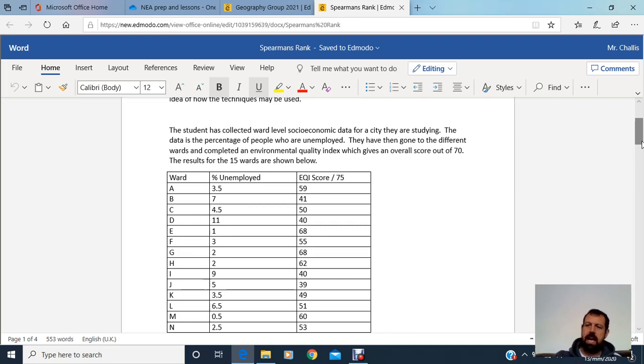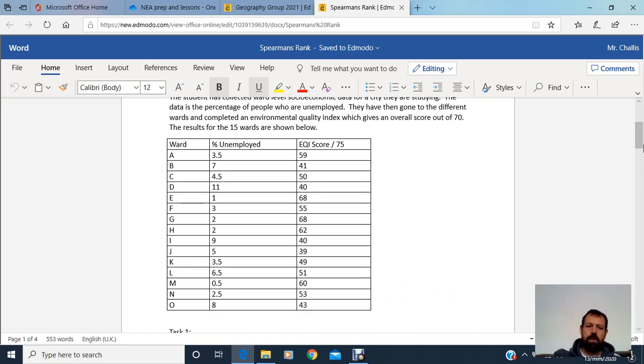As you can see there, I've got A to O. They're my places I've been to. And in each place I've measured two things. It's those two things that I want to investigate whether there's some correlation between. The first thing is the percentage of people that are unemployed. In reality, if I was doing this, I probably would get that information from the census. So I find out proportion unemployed, and then an EQI score.